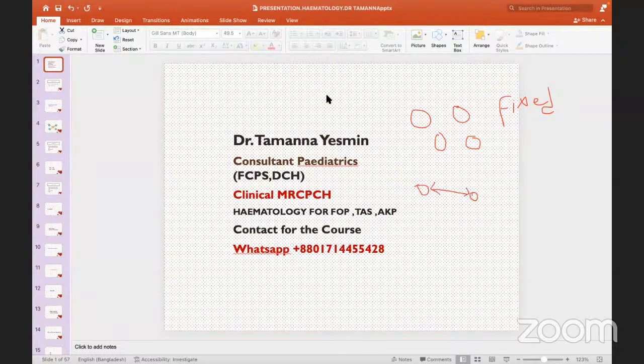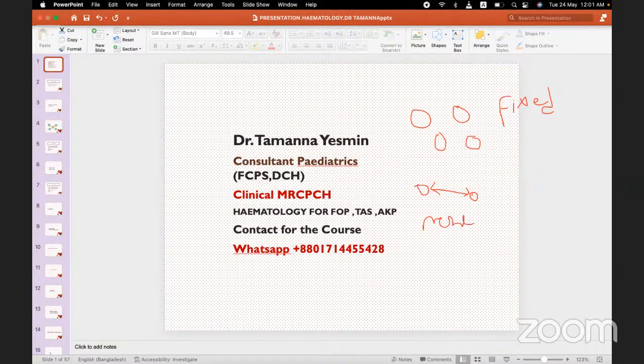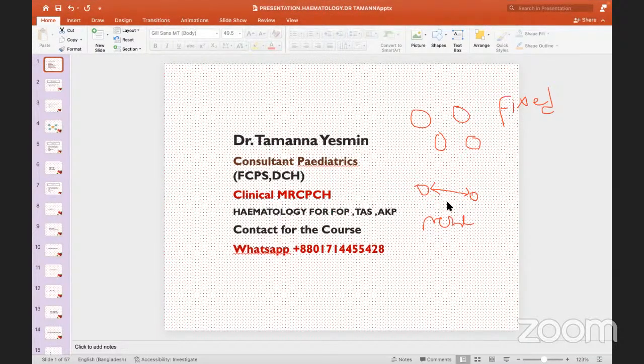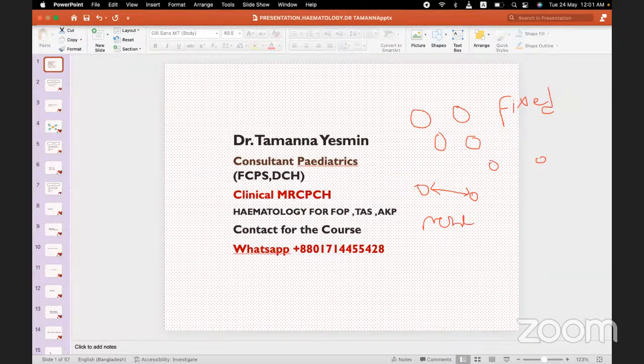But as there is microcytic anemia, this distance looks more, so it is increased. It is called red cell distribution width. It is increased in iron deficiency anemia, but it is a misnomer because that distance is not increased, but their size is decreased. Did I make it clear to you? Yes. Okay. Very well.